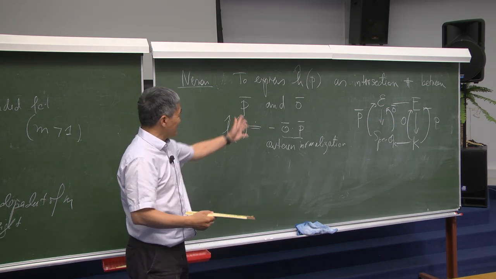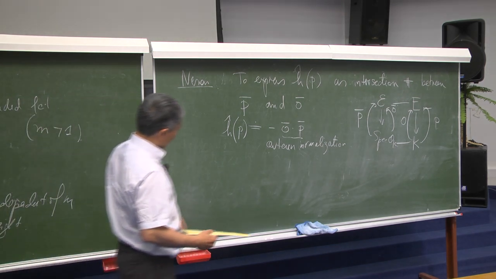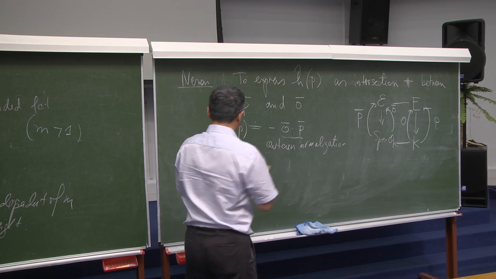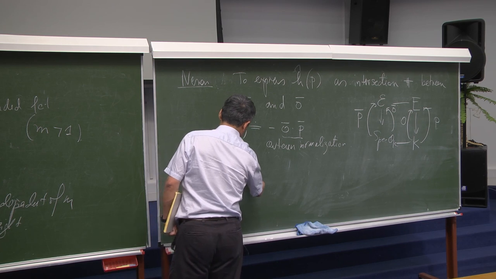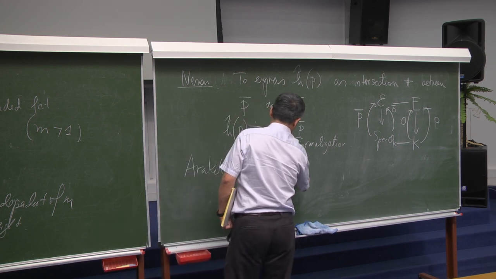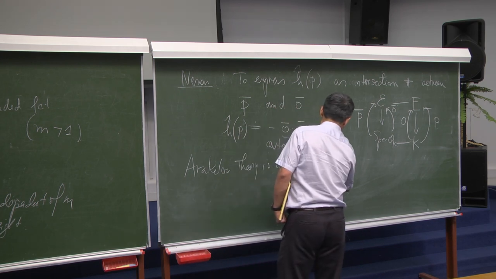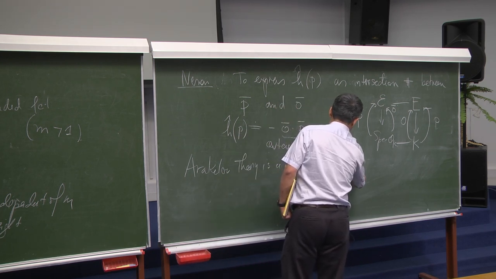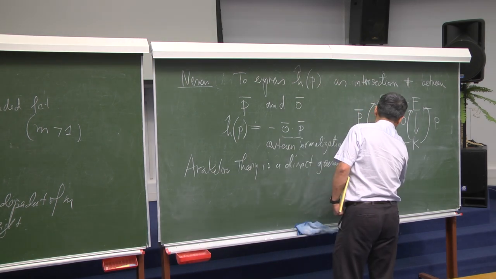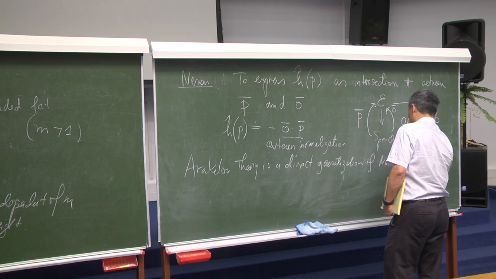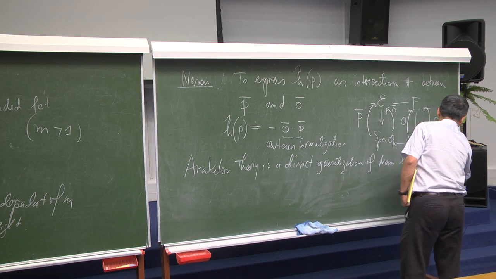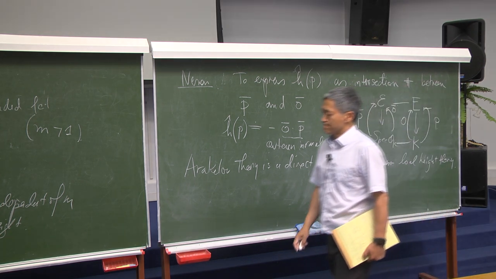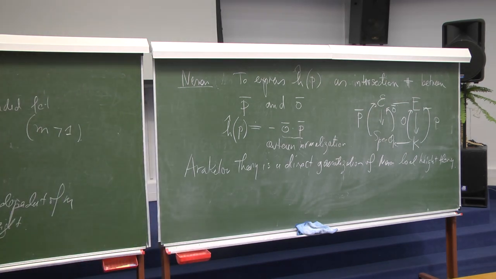So I'm not going to explain. So this is the place that Arakelov theory is a direct generalization. So Arakelov theory is a direct generalization of Néron's local height theory. And the Tate theory, of course, is just an algorithm, it doesn't tell you anything. But Arakelov theory is just doing like that.